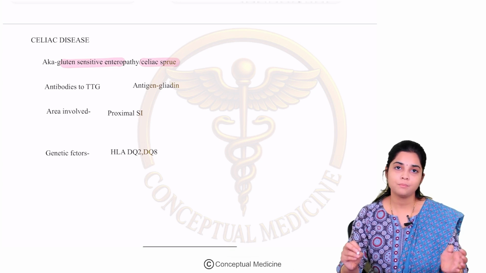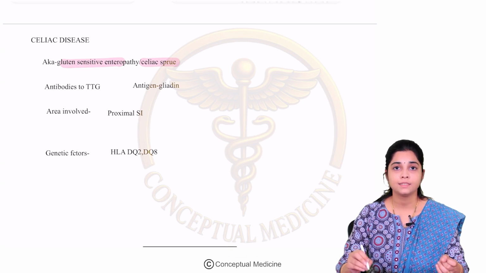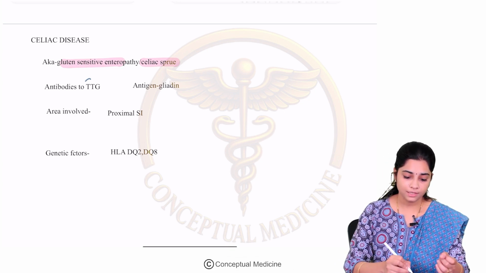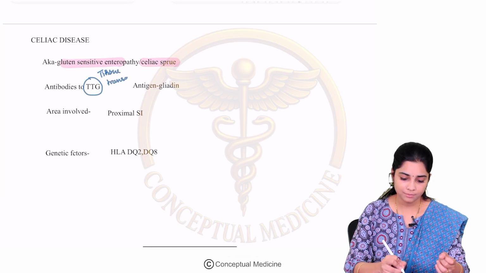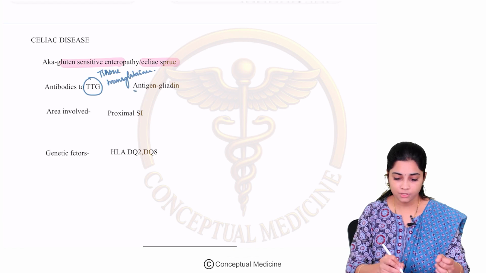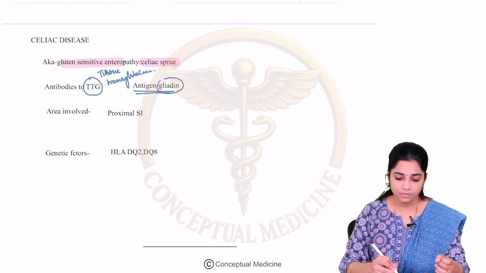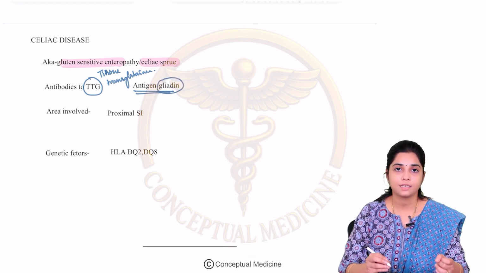So, what is the basic problem here? This is a malabsorptive syndrome where there are antibodies to tissue transglutaminase. What is TTG? It is tissue transglutaminase. And what is the antigen that is responsible for this? This is the antigen called gliadin.